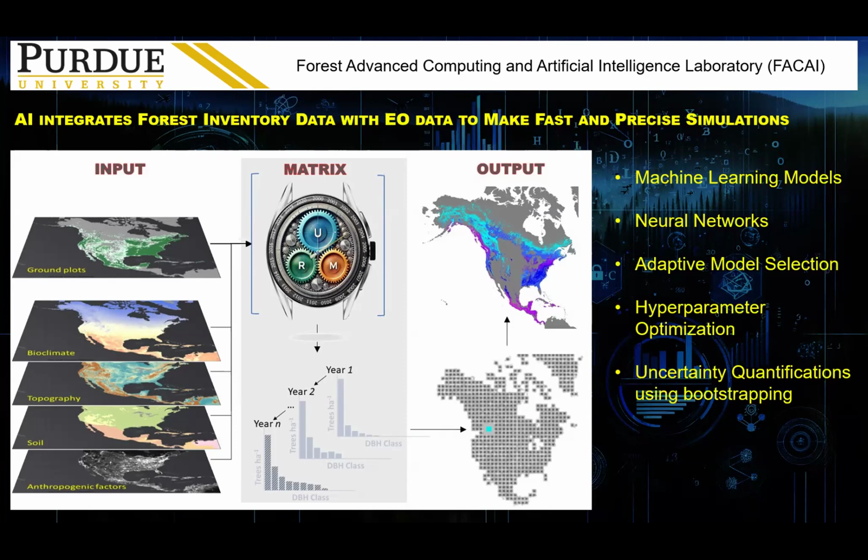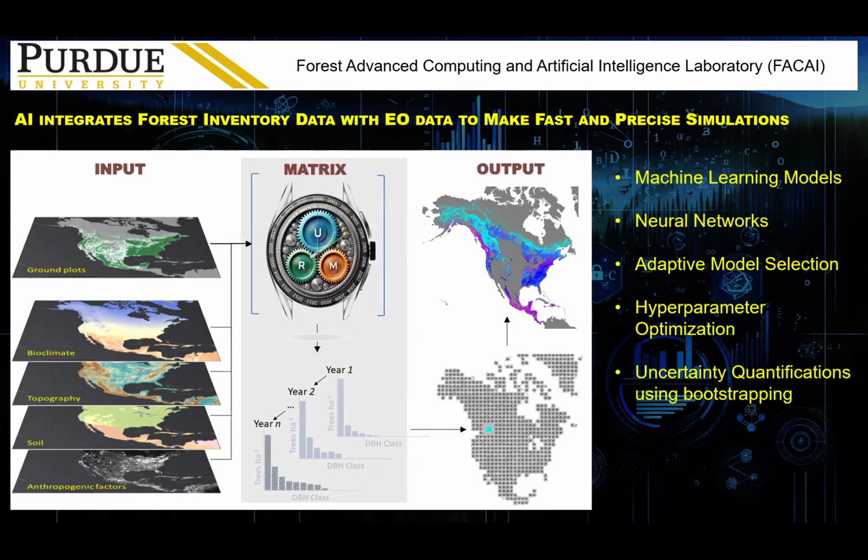And R represents recruitment, or ingrowth. How many young trees have been recruited into the smallest DBH class, which we identified as 10 centimeters and above. So this is called recruitment. And then another key component is the mortality rate.